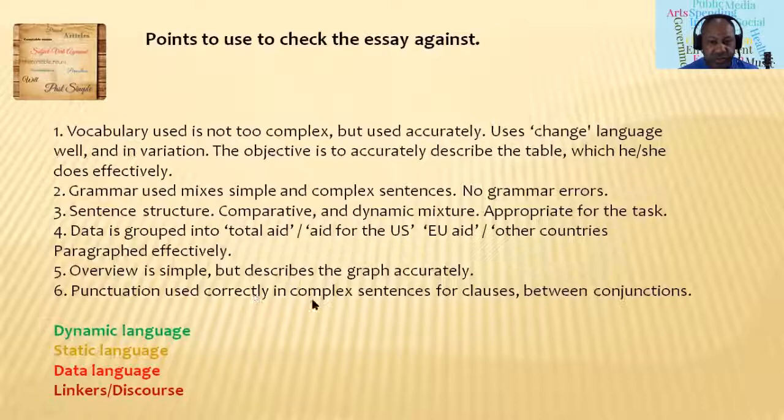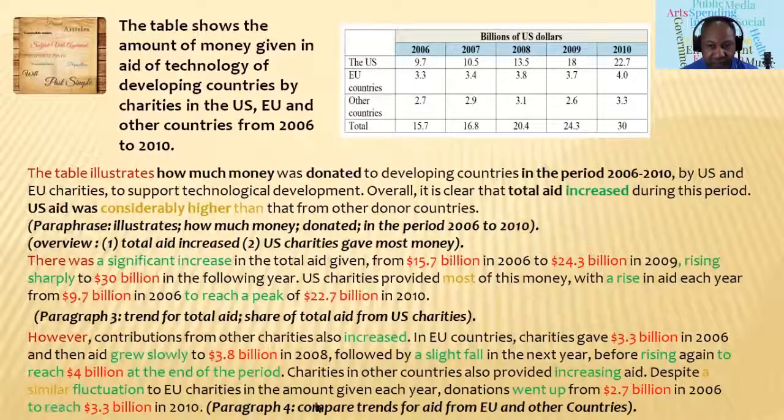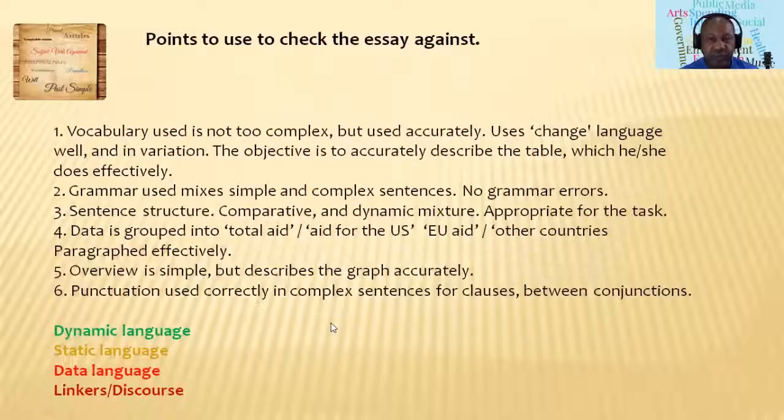Punctuation is used correctly in complex sentences, for clauses, and between conjunctions. So here we have 4 different things now, because it's a mixture of dynamic and static or comparison language, we've got both. We've got the data and we've included the linkers. So everything is there. Review the essay as many times as you like to make sure you understand what you need to do.